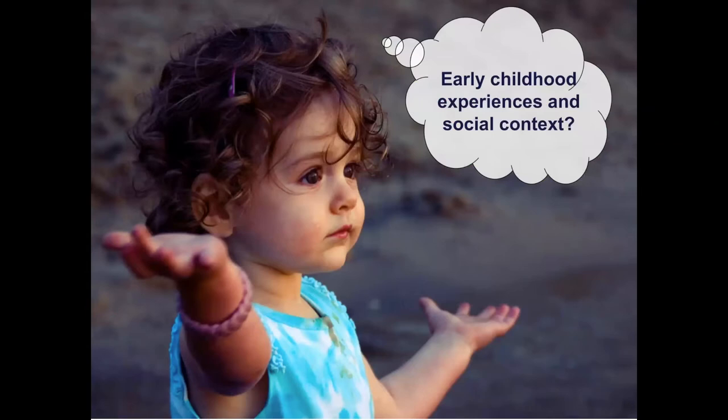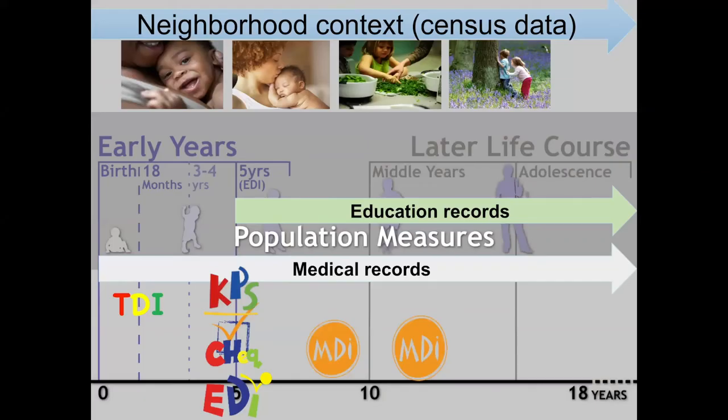One gap that's still remaining and we're currently working on has to do with early childhood experiences and social context. So even though we now know how children are doing when they enter the kindergarten or school system, we don't really know too much systematically about what's happening to them beforehand. And so we have been developing a suite of new surveys.